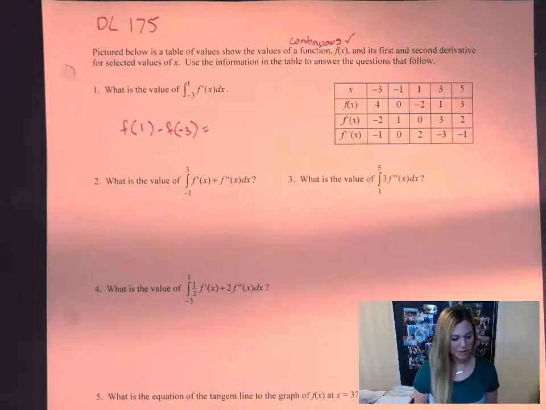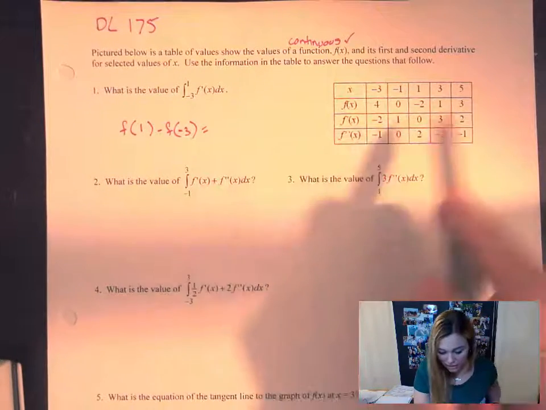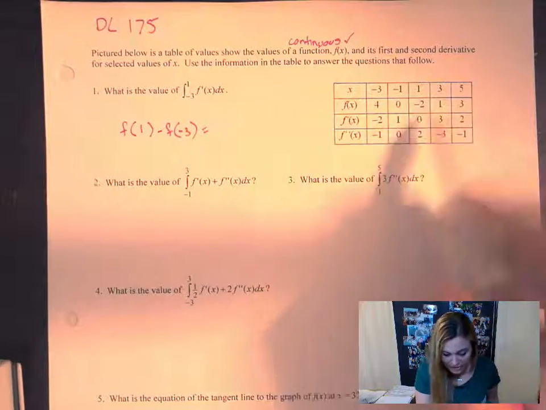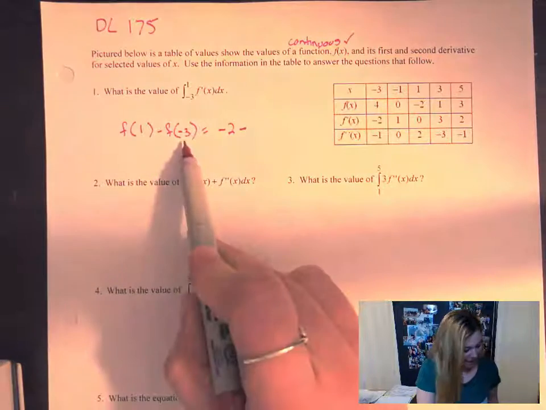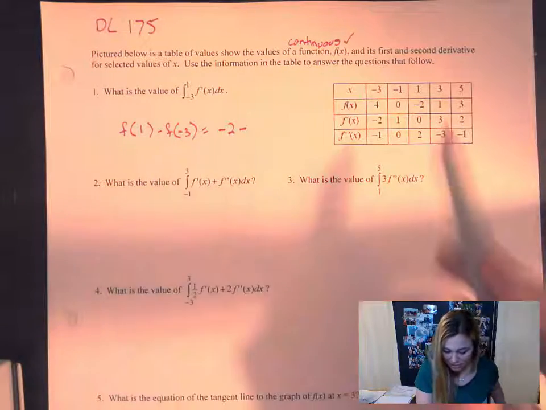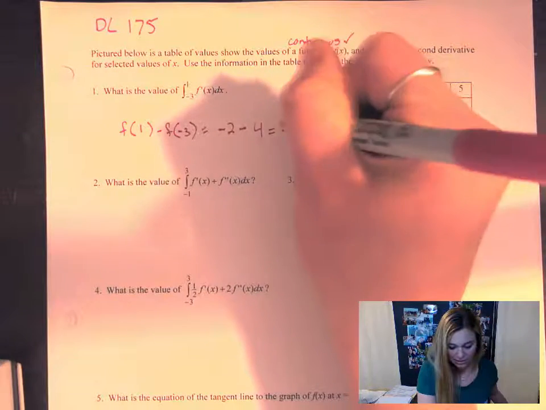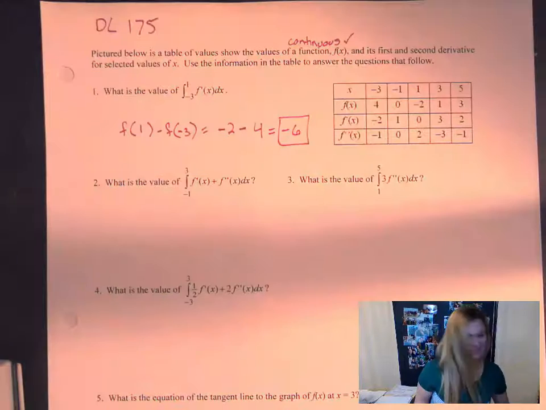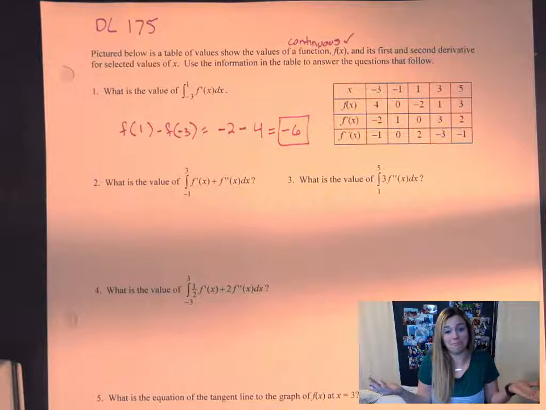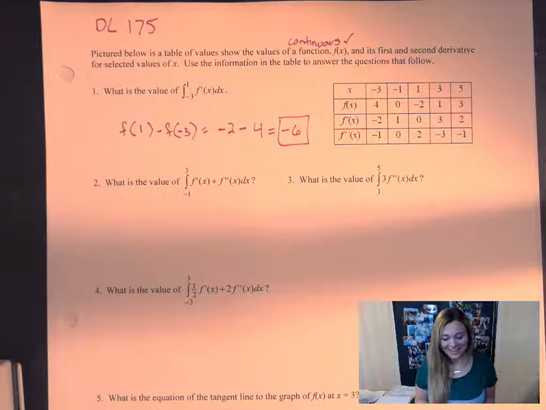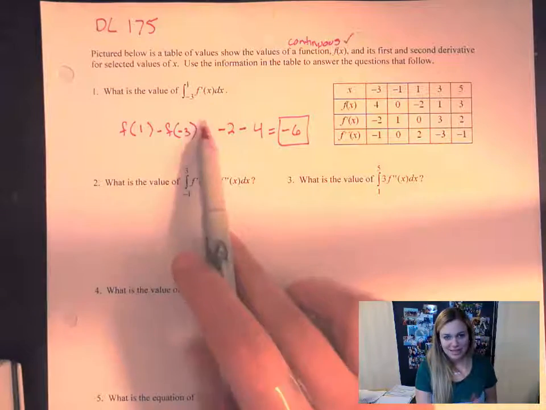And so this is just being careful and going over to our table. F of 1 is -2 minus f of -3. F of -3 is 4. -2 minus 4 is -6. And you might be saying, is that it? That seems easy peasy lemon squeezy. That's right. That's it. These ones, you can see it's just variations of that same idea.